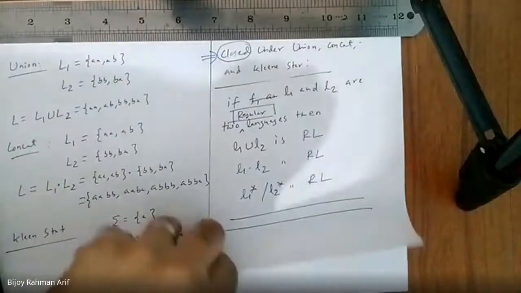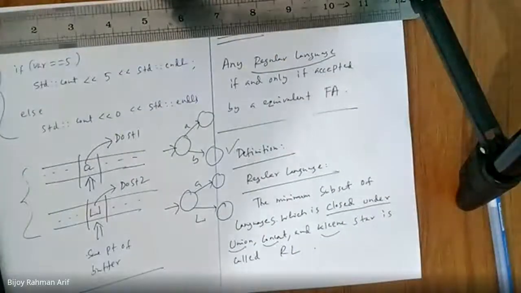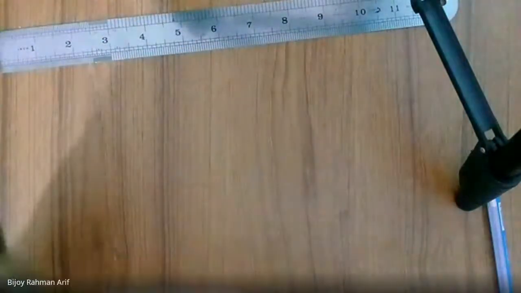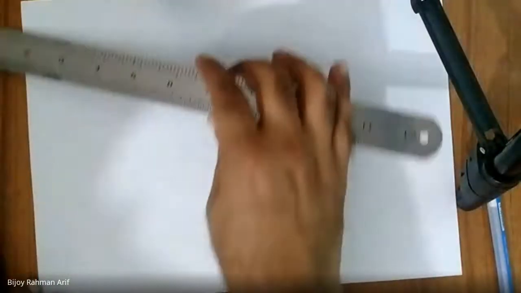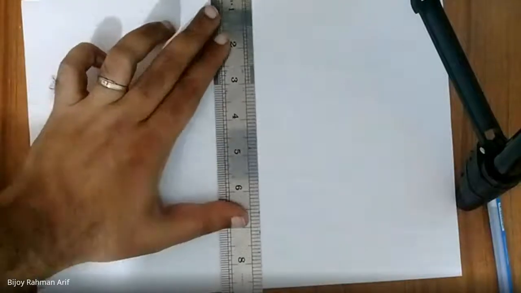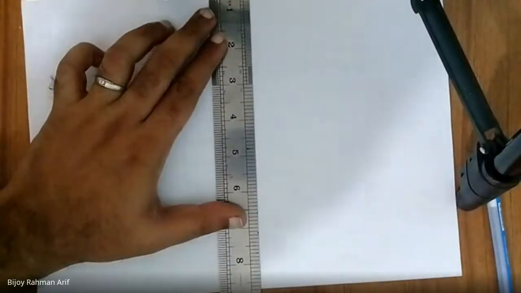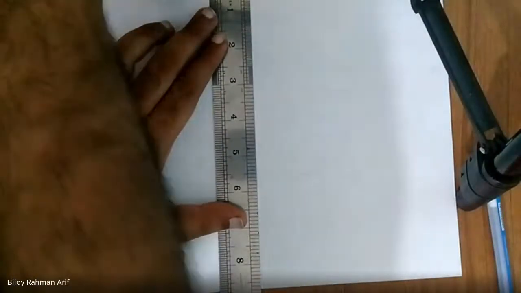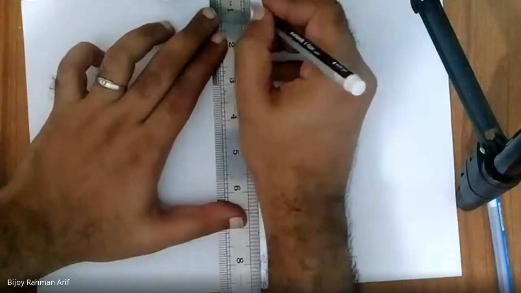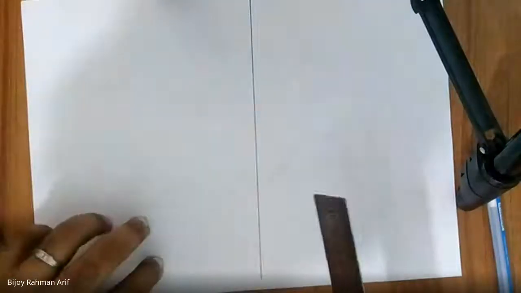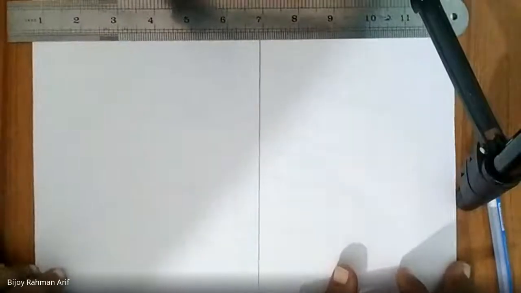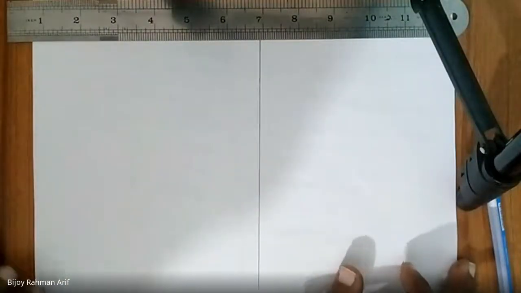Now we're going to prove another short theorem to prove the main theorem, which is called a lemma. What is that called? A lemma is a short theorem to prove the main theorem.